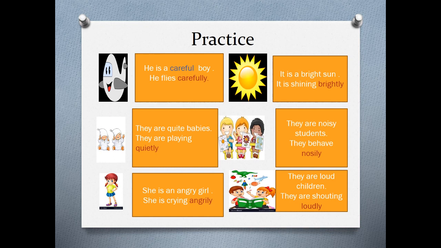She is an angry girl. She is crying angrily. It's a bright sun. It is shining brightly. They are noisy students. They behave noisily. They are loud children. They are shouting loudly.